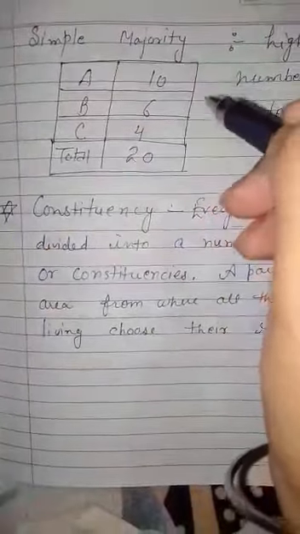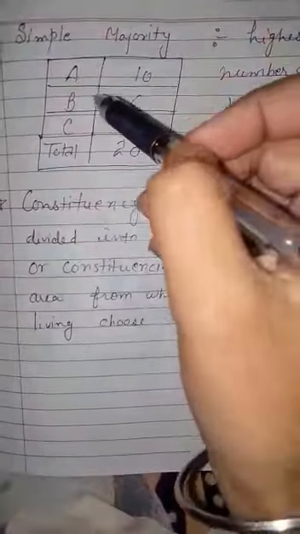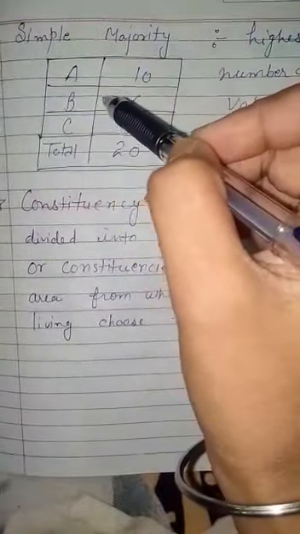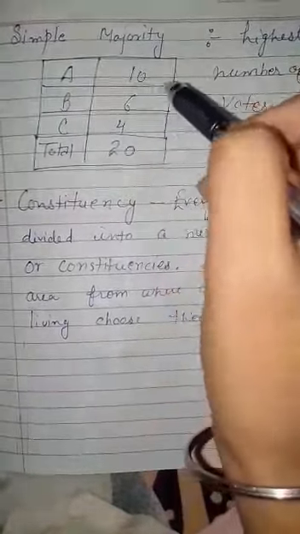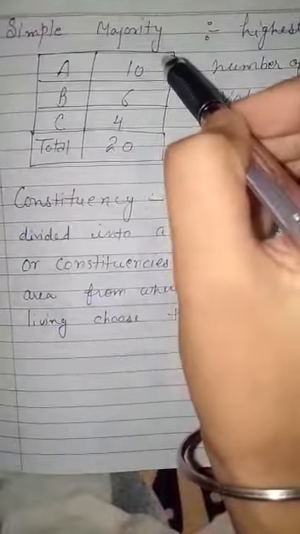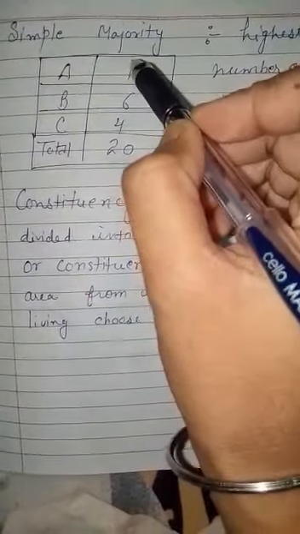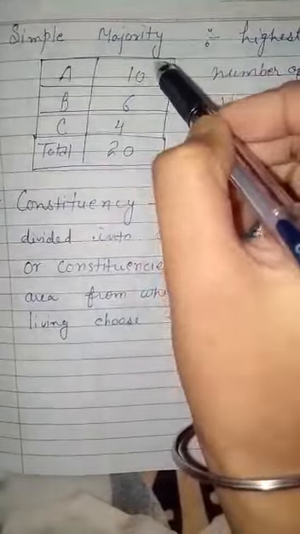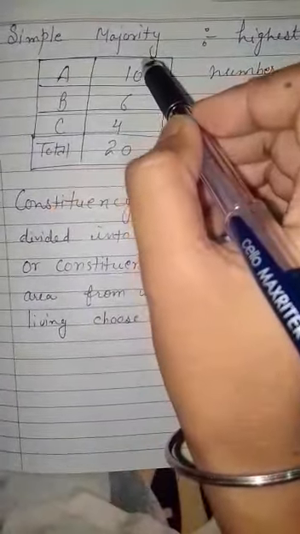Now next is the simple majority system. Simple majority system means securing the highest number of votes. See here, A, B, C are standing in an election. Total votes polled are 20. So here that candidate will be the winner who gets the highest votes. So here A will be the winner because he got the highest number of votes. So this is called simple majority.